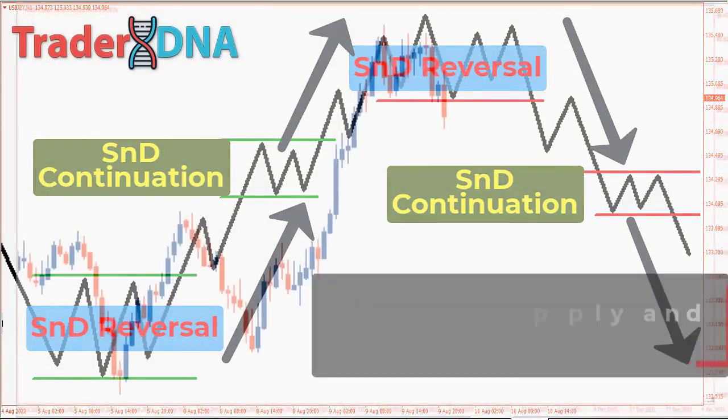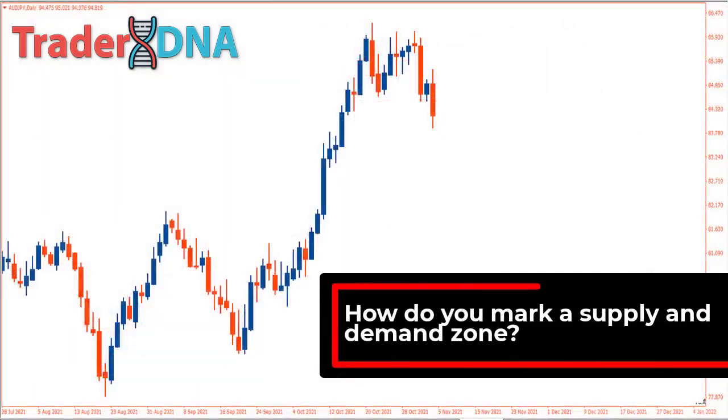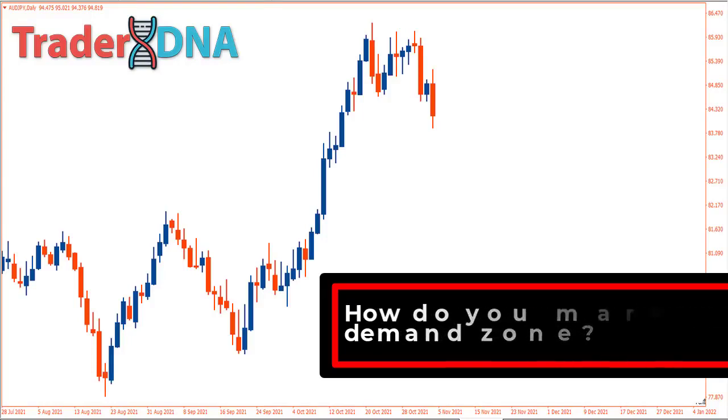How do you mark a supply and demand zone? Putting this theory into practice, the idea is to find the place on the chart where demand overcame supply for long trades or where supply overcame demand for short trades. Let's go through the process for correctly identifying supply and demand zones.